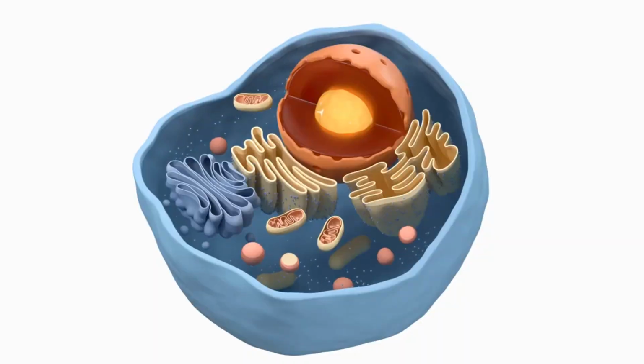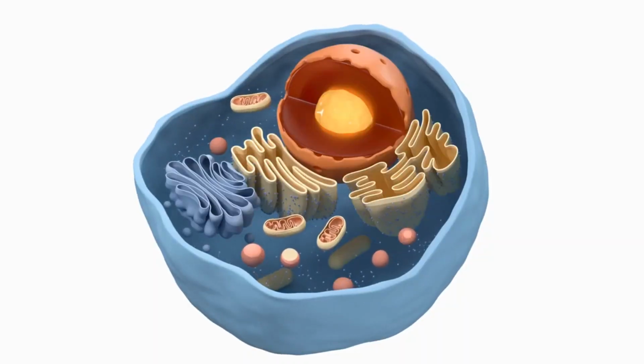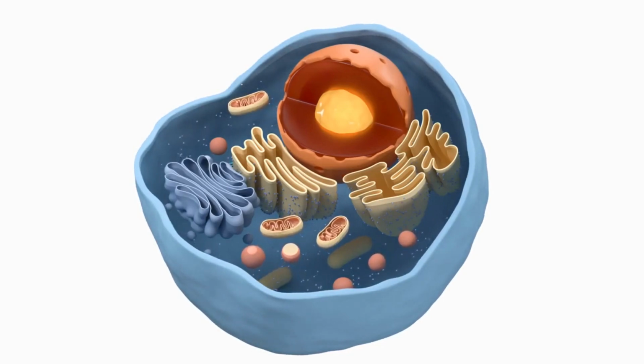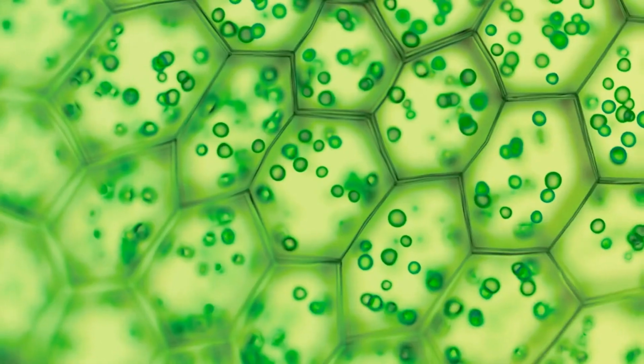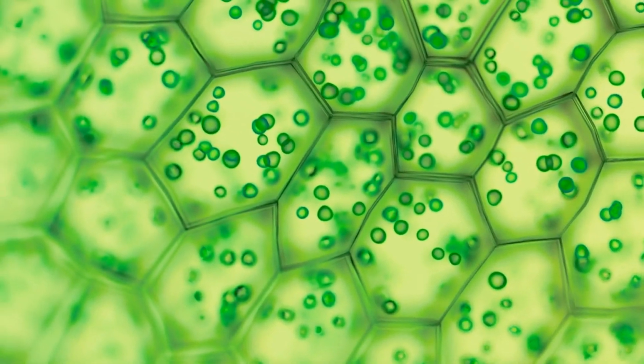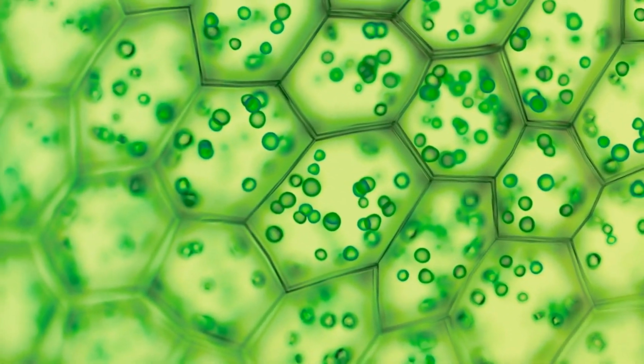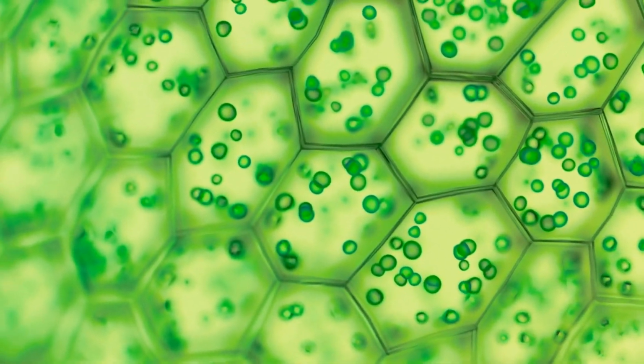Cytokinesis. Cytokinesis, the final stage of cell division, involves the division of the cytoplasm and the formation of two distinct daughter cells. In animal cells, a cleavage furrow forms, constricting the cell membrane until the cell splits into two. In plant cells, a cell plate forms between the two daughter cells, eventually developing into a new cell wall.